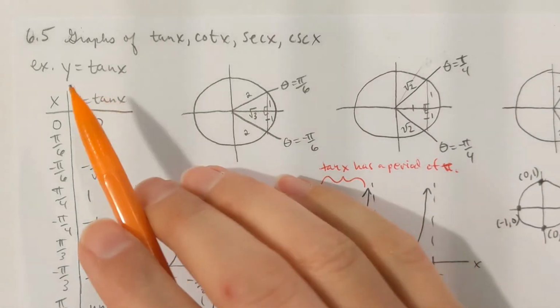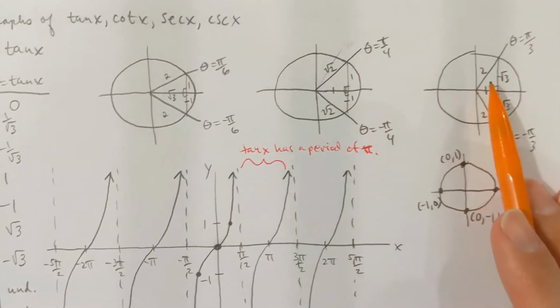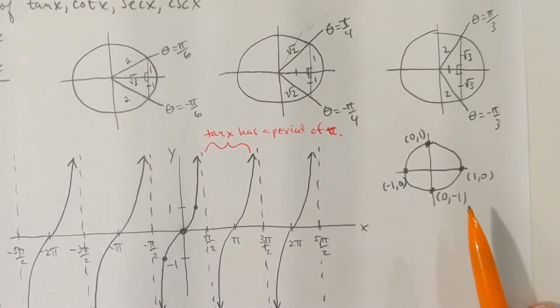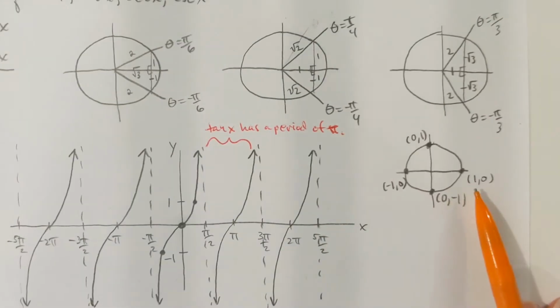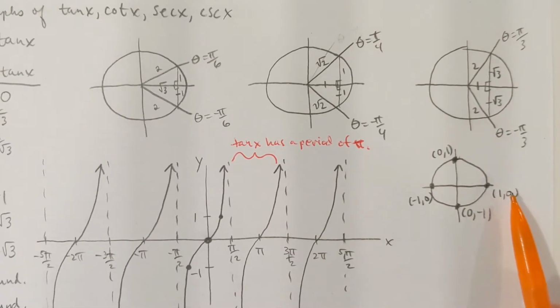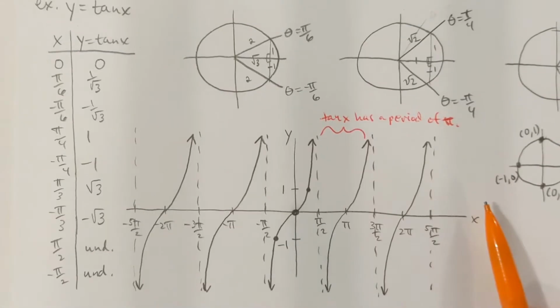So let's take a look at y equals tangent x. I've already got some triangles set up here that I'm going to be using along with the unit circle for the major angles. If I let x be 0, then remember, tangent of an angle is where you take y over x. So y is 0, x is 1. 0 over 1 is 0. Okay, so here's 0, 0 on the graph.